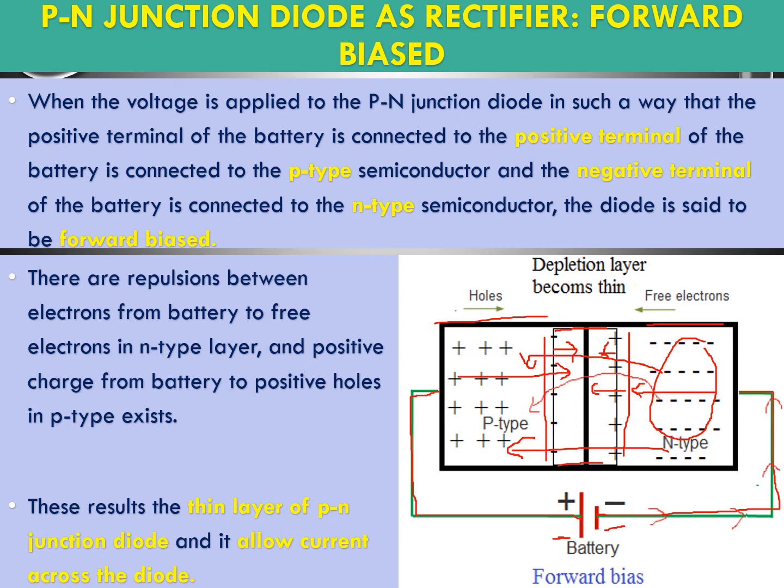There are no alternating waves. There is no change in the direction. There is no change in the voltage. Like that, we can convert the alternating current through the connection of a PN junction diode in a forward bias. This connection is called forward bias.